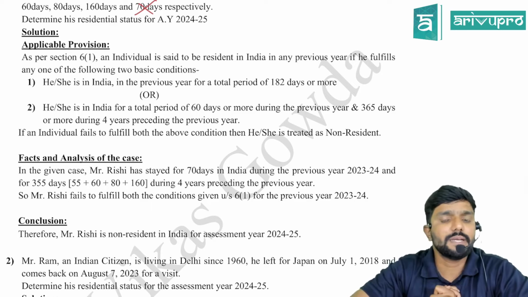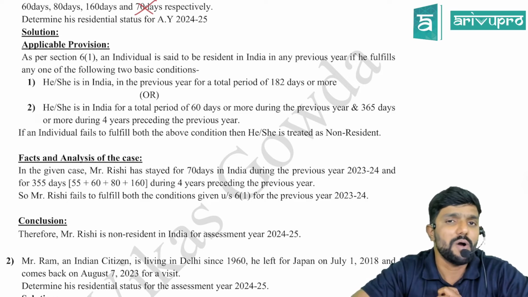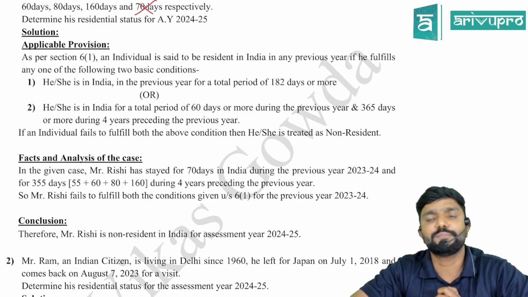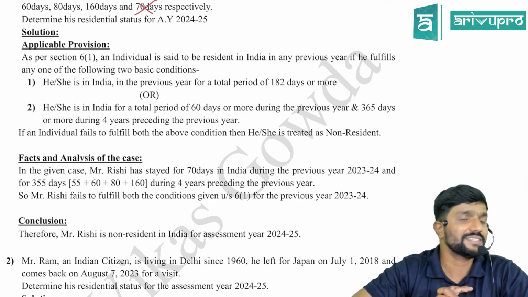Applicable provision. As per section 6(1), always it should start like this. Sir, what if I don't remember the section number? Then you write as per the provisions of income tax. This is the worst case I am telling. Please remember the provision, the section.